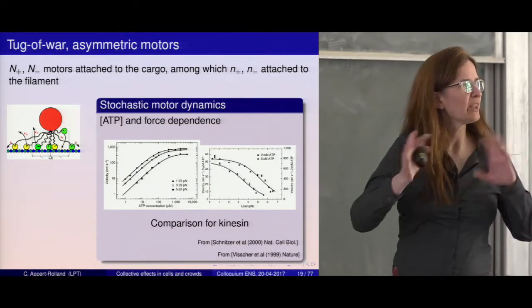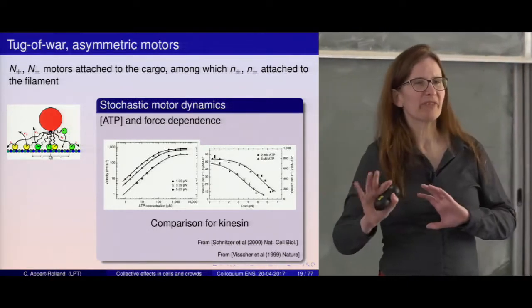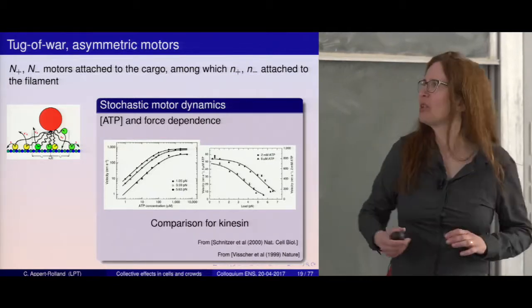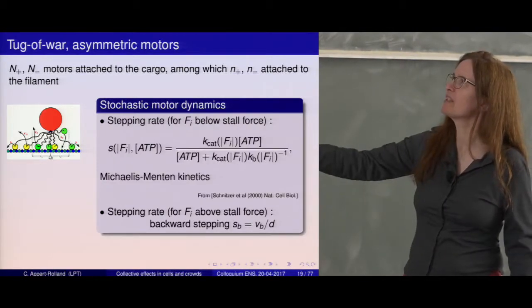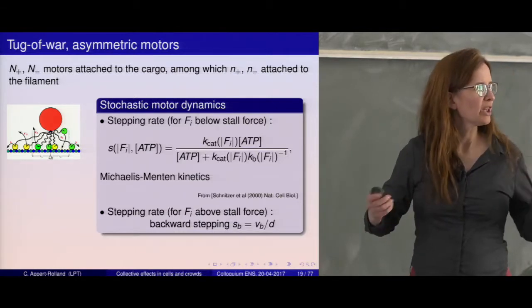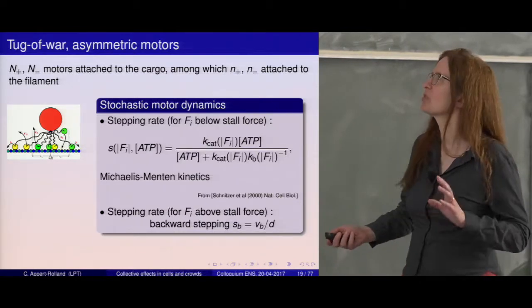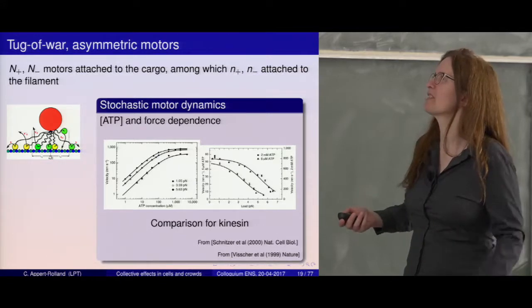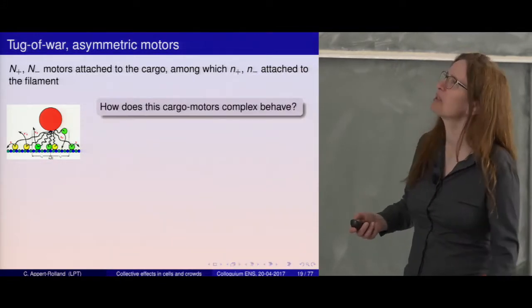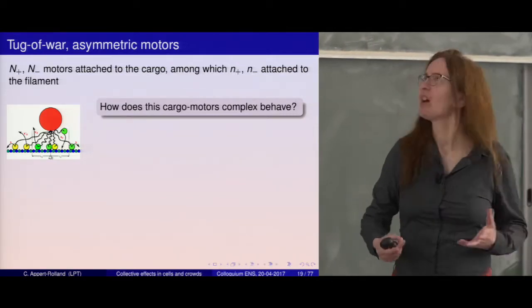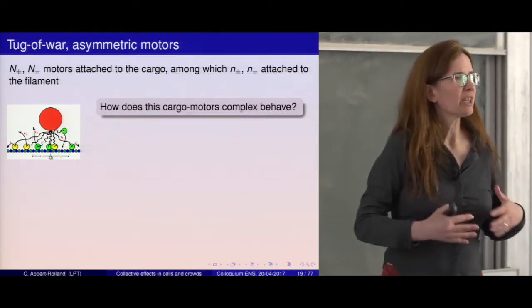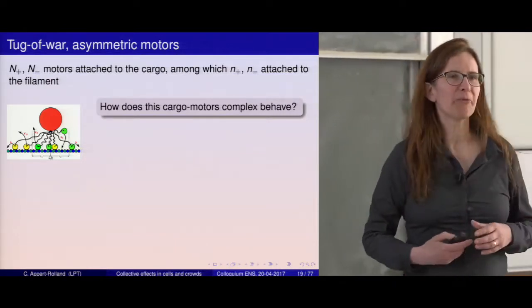So we know quite well these things, a little more for kinesin than for dynein, I should say. But still, we know that the parameters in this law are quite different for kinesin and for dynein. So you have motors with different properties. Okay, we'll see what we'll do with this. But now we will observe how it behaves and whether we can compare with some experimental facts.